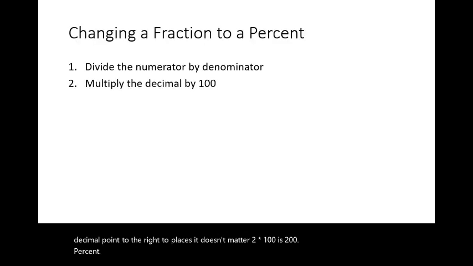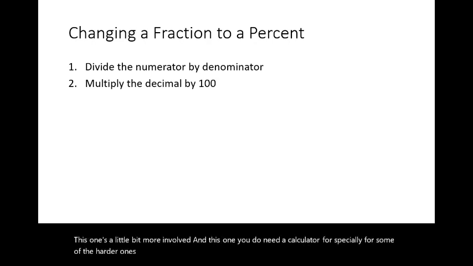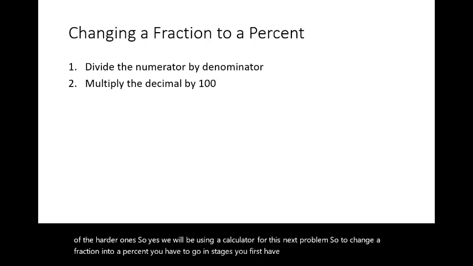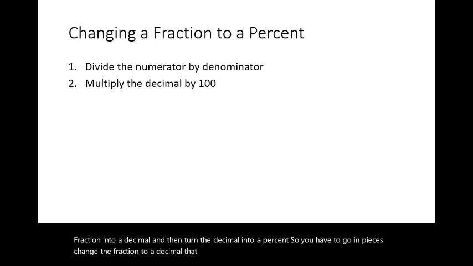And then for the last one, to change a fraction to a percent. This one's a little bit more involved, and this one you do need a calculator for, especially for some of the harder ones. So yes, we will be using a calculator for this next problem. To change a fraction into a percent, you have to go in stages. You first have to turn the fraction into a decimal and then turn the decimal into a percent. So you have to go in pieces, change the fraction to a decimal, then change the decimal to a percent.